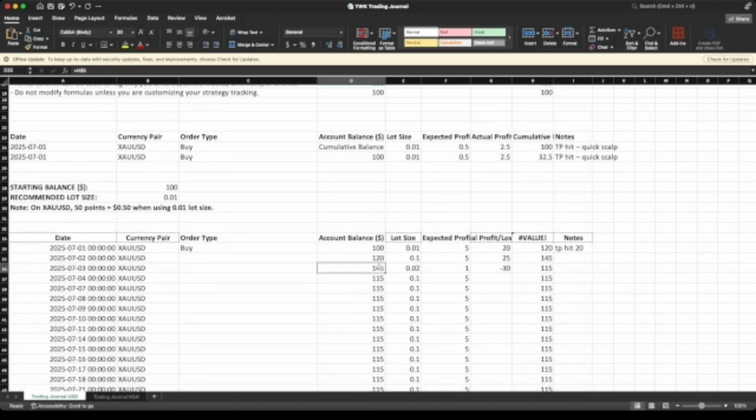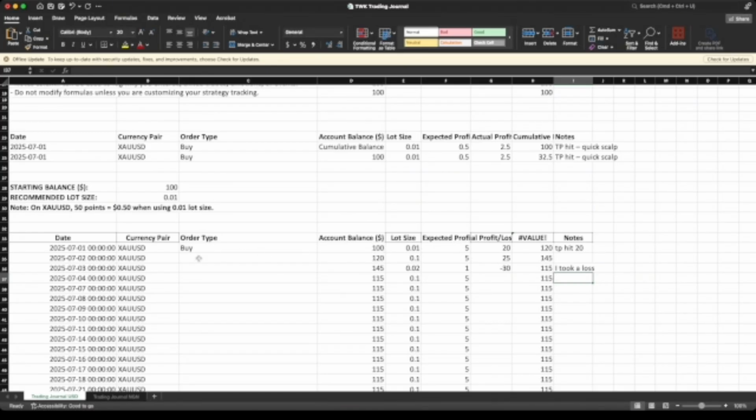So this is my starting balance. This is the lot size I use. This is my expected profits, right? But I actually had a loss of $30. So it minuses the $30 loss from here. And then I put here in a note, I took a loss. So this is supposed to help you journal your trade, right? So whatever trades you're taking, whatever profit, whatever loss you make, you put it down on your trade.